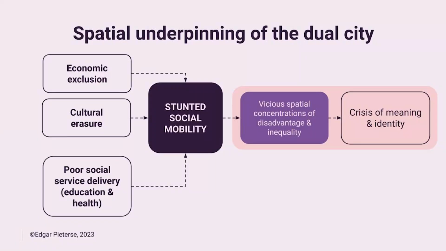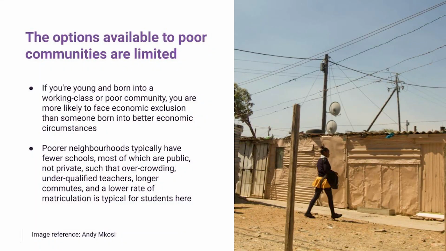Now, to understand how this actually works in terms of the kinds of societies and communities and social mobility dynamics it sets up, I've produced a summary diagram. So what we know is that if you're young, if you're born in a working class or a poor neighborhood in Cape Town, you face economic exclusion. That is a consequence of economic inequality. Secondly, if you don't have a job and you're poor, you're also likely to have limited access to basic services.